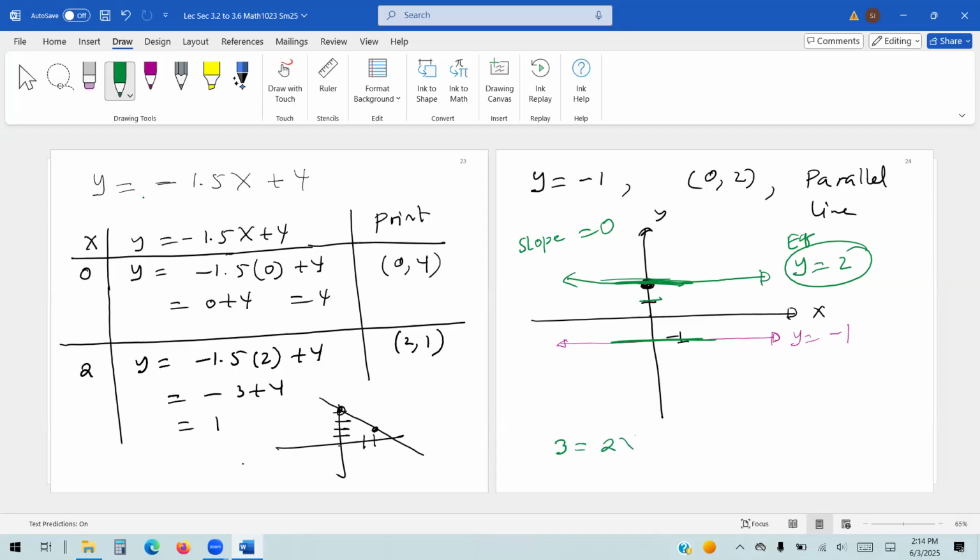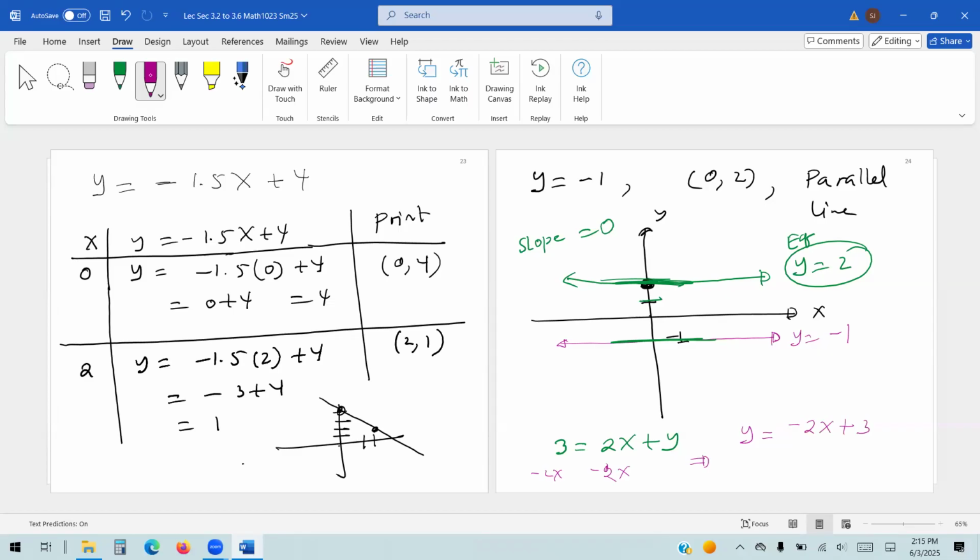3 equals 2x plus y. So we can subtract 2x from both sides. Then it turns into y equals negative 2x plus 3. Right? 3 minus 2x is the same as negative 2x plus 3.